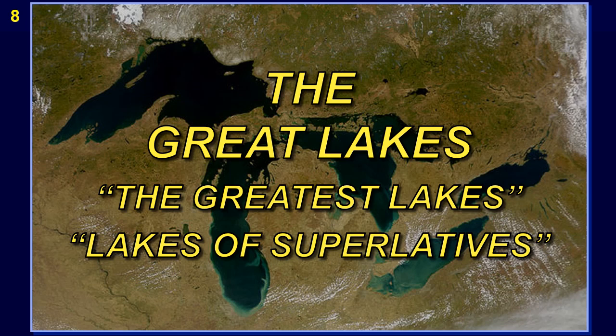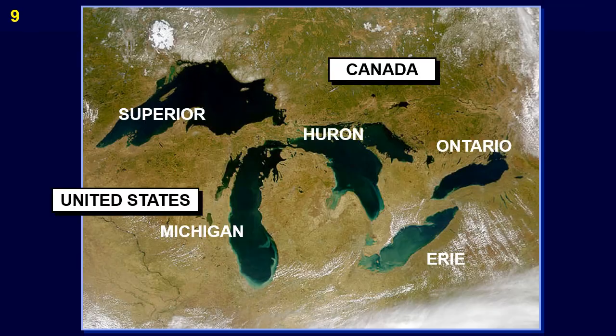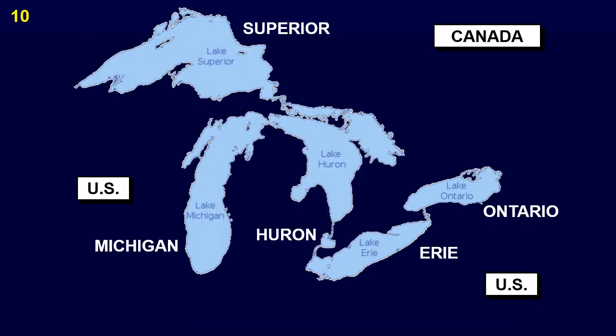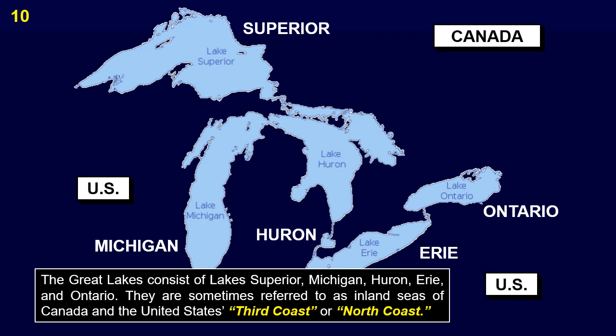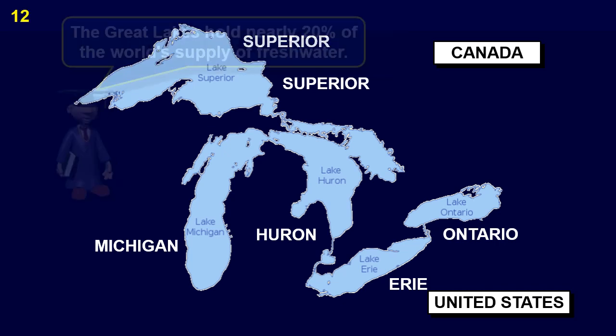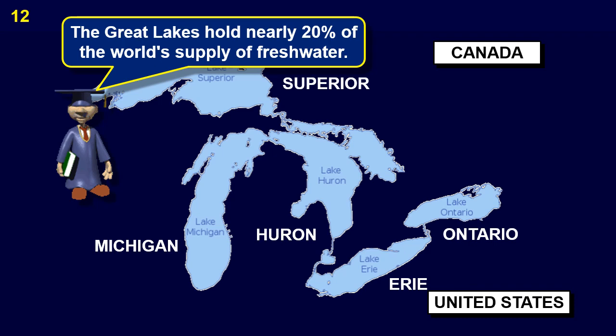The Great Lakes. The Great Lakes are also called the greatest lakes and lakes of superlatives. The Great Lakes are a chain of freshwater lakes located in eastern North America on the Canada-U.S. border. The Great Lakes consist of Lake Superior, Michigan, Huron, Erie, and Ontario. They are sometimes referred to as inland seas of Canada and the United States' third coast or north coast. The Great Lakes form the largest group of freshwater lakes on Earth, holding nearly 20% of the world's supply of fresh water.